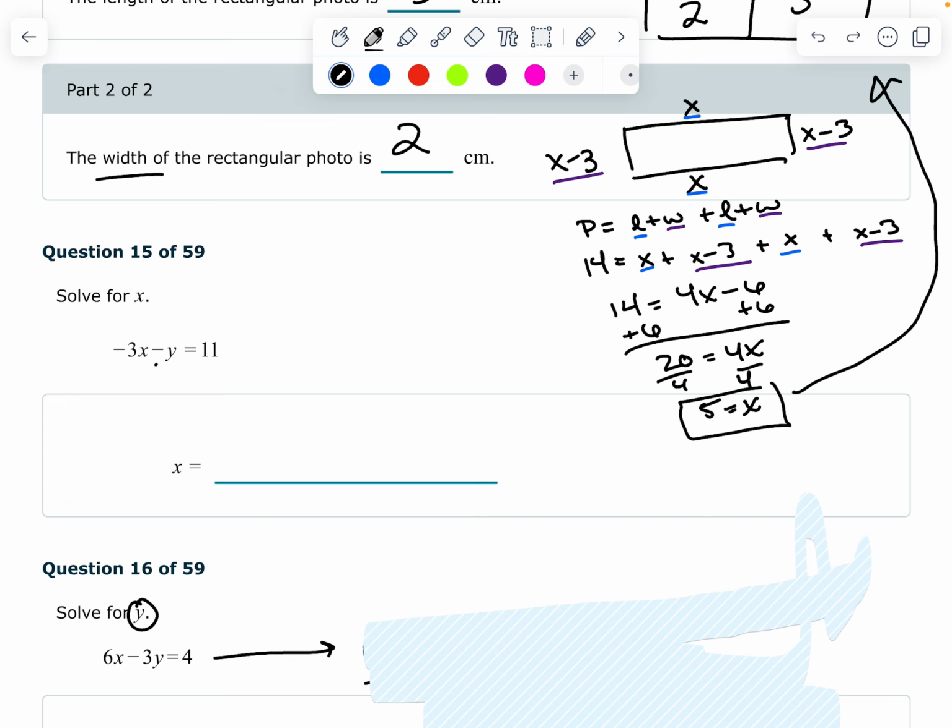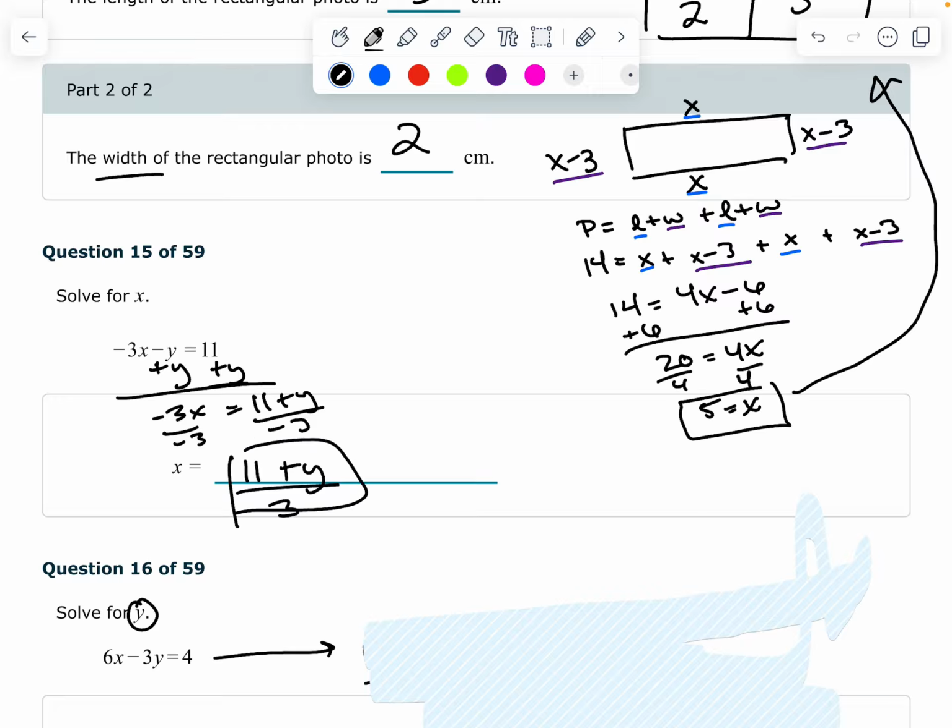First thing I want to do is all my add and subtracting, so add y. Y and 11 will not combine. So negative 3x equals 11 plus y. Then to get x by itself, I can divide by negative 3. So then x equals 11 plus y over 3. And you can leave your answer just like that. I'm not going to count you off if you put it just like that.